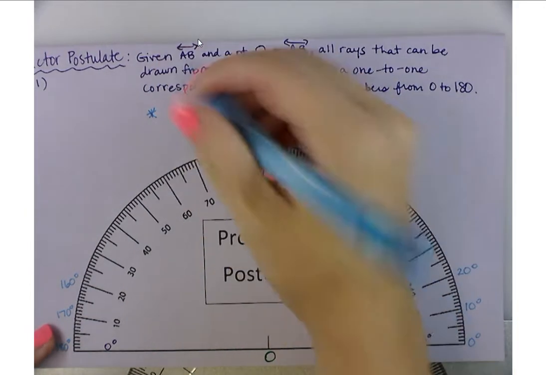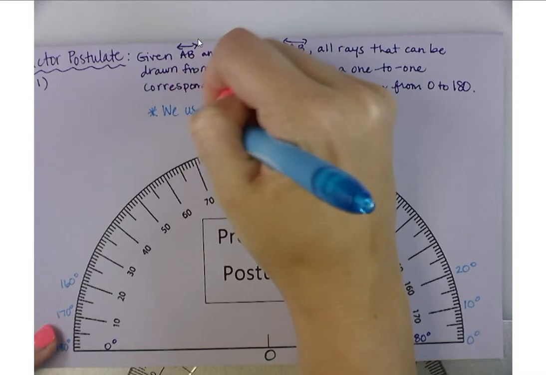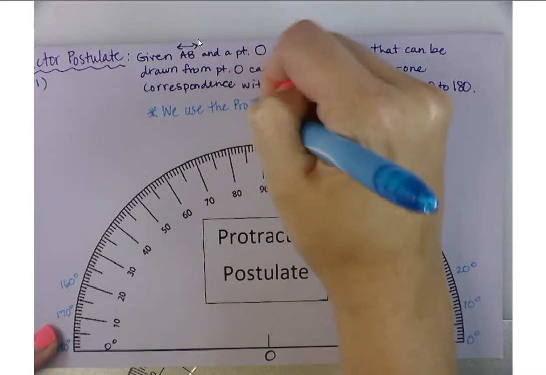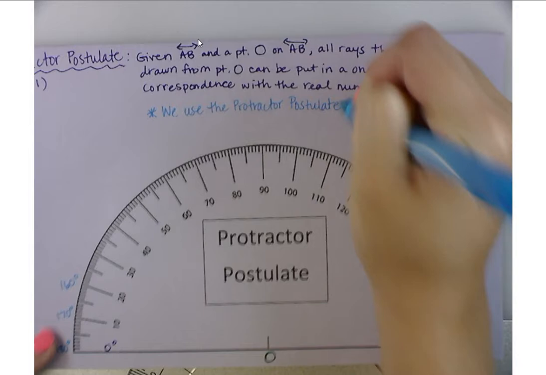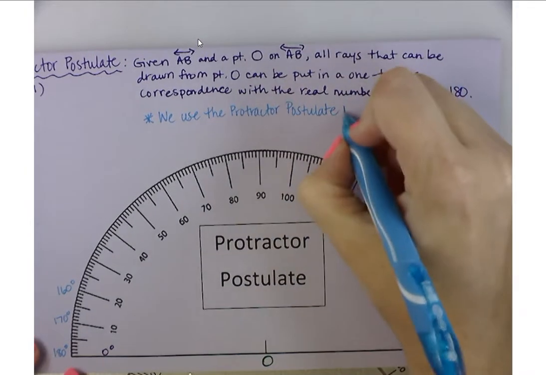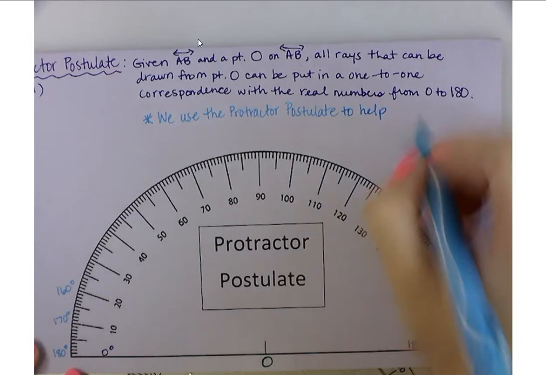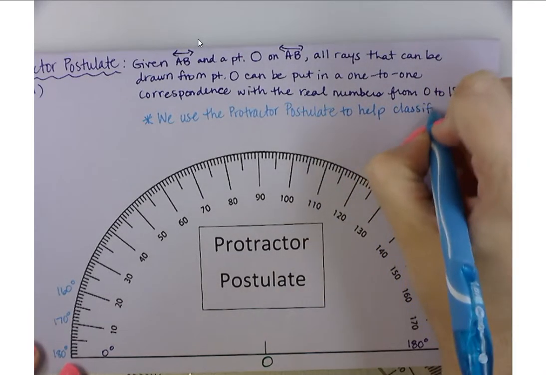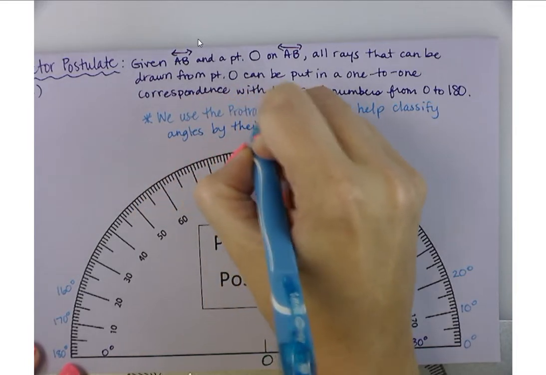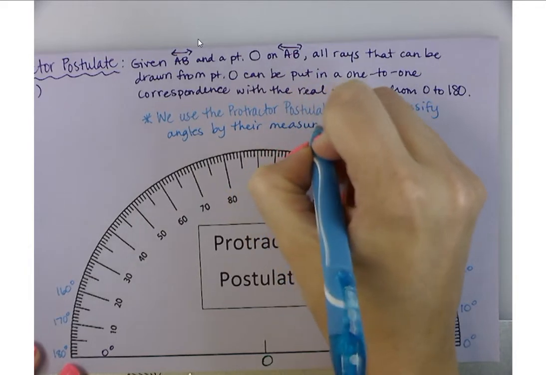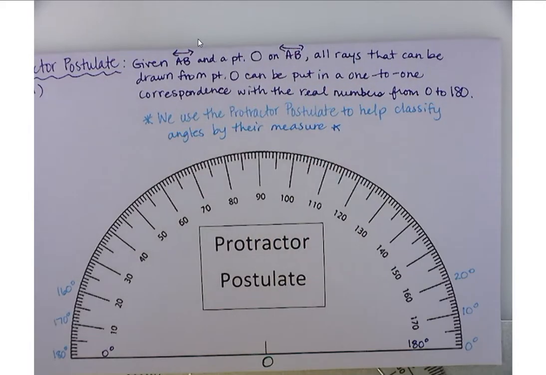So what we do is we use the protractor postulate to help classify angles by their measure. Why is the protractor postulate useful? Because that's going to help us classify what angles are using their measurement.